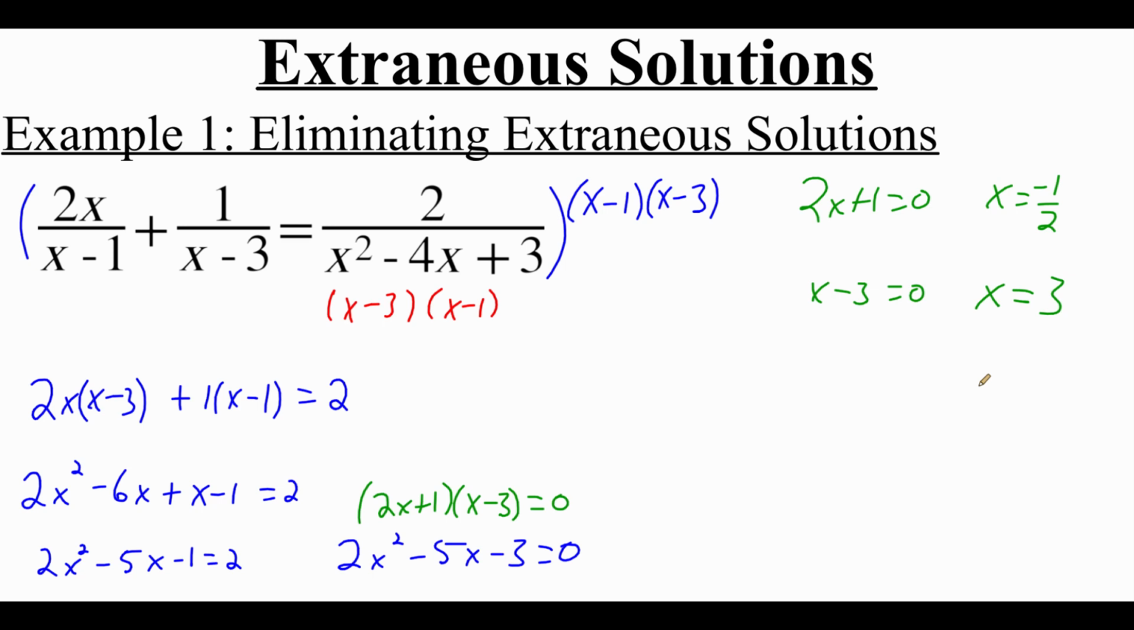Now as I'm looking at these answers and looking back at my original equation, I'm going to focus on the x value of 3. If we look at the second fraction within our equation, if we try to plug in 3, we're going to get 0 on the bottom of that fraction, meaning that this x equals 3 doesn't work within the original equation. So x equals 3 is an extraneous solution, so it's not actually a solution. But if we try to plug the negative 1/2 back into our equation, that one will work. So the only actual answer in here is x equals negative 1/2.